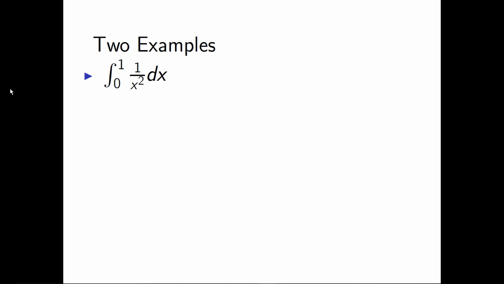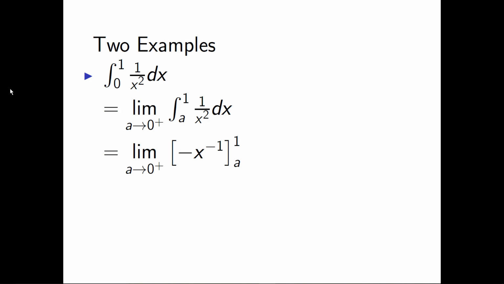This looks very similar now. Our function is 1 over x squared instead of 1 over root x, but we still have the limits being 0 to 1. Again, we're going to replace the 0 with an a, and take the limit as a approaches 0 from the right. But again, we just integrate very simply. We use the power rule, just as we've seen many times. Plug in the limits, the 1 and the a.